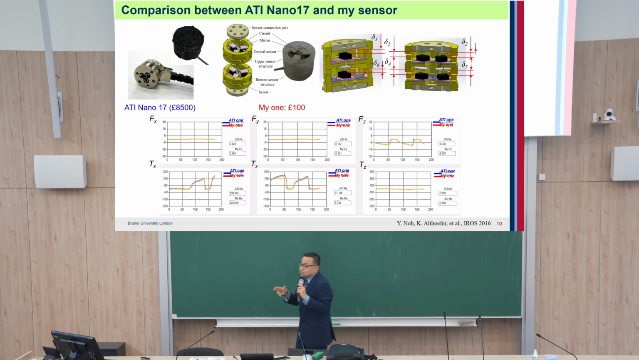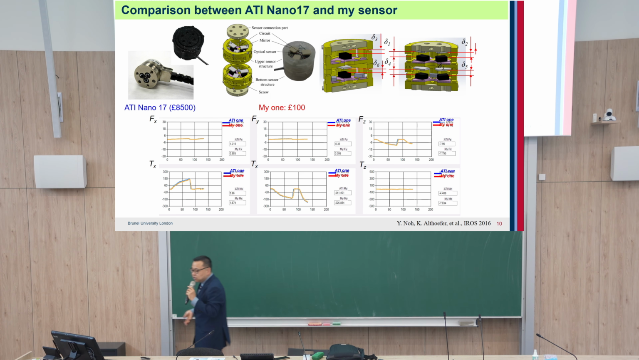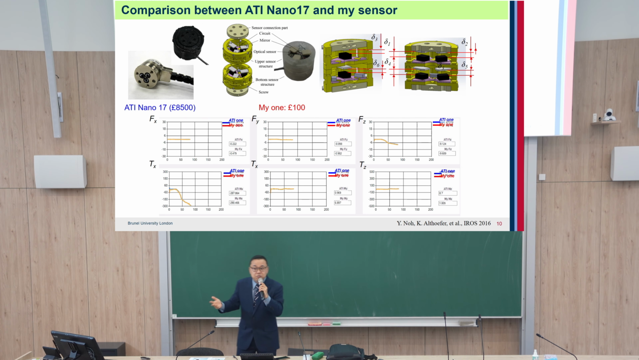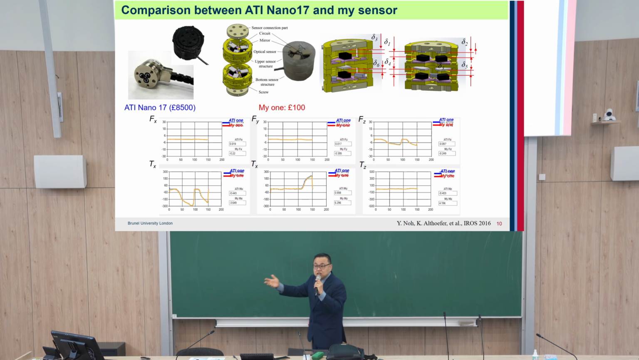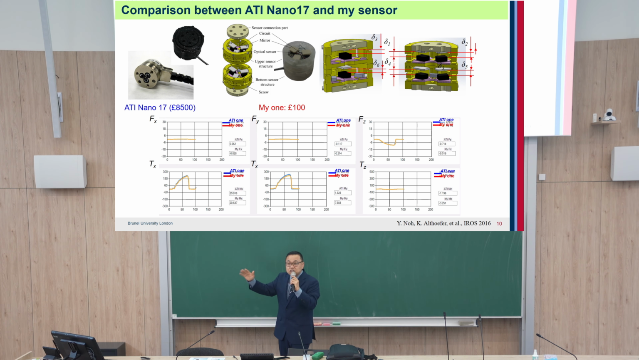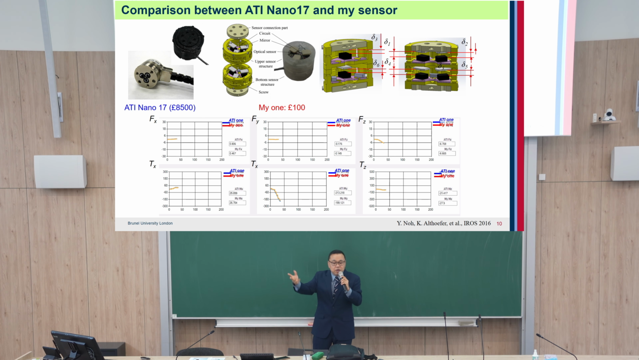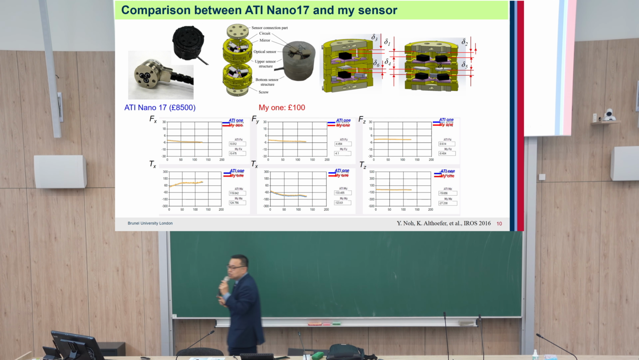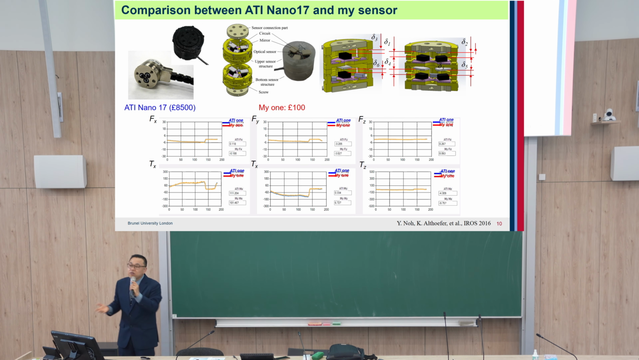Unfortunately, ATI is a USA company. I know that in Europe, in Hungary or Denmark, they have also released several force and torque sensors, but the accuracy of the American version is really, really good. For example, the European one has an error of maybe plus or minus 3%, but the American one is maybe plus or minus 1%. For that reason, the quality is really good, but very expensive.